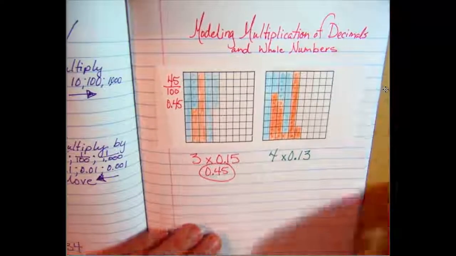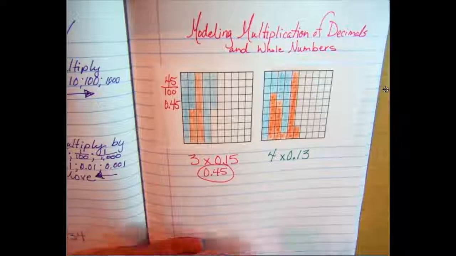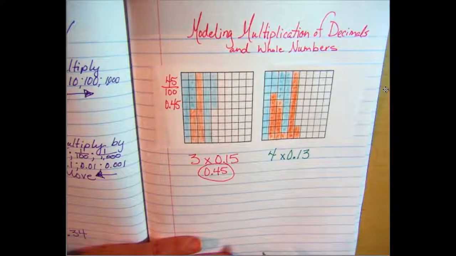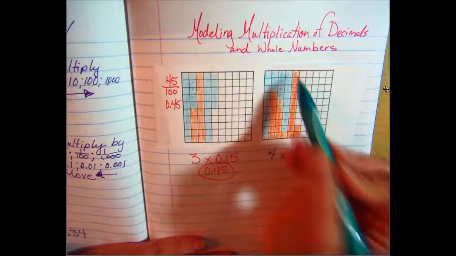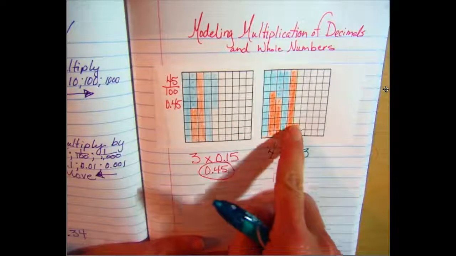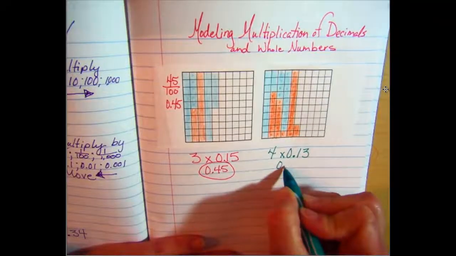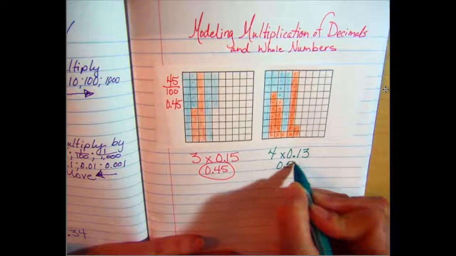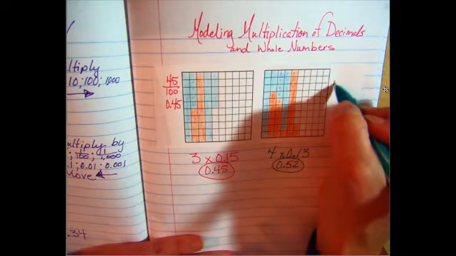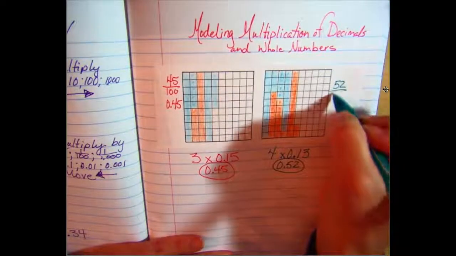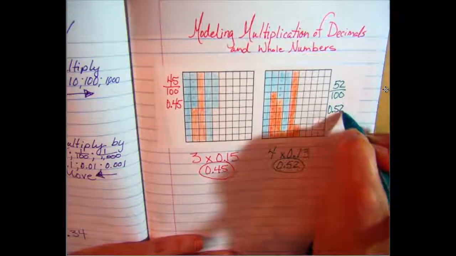So after I've done this, I've colored in 4 groups of 13 hundredths. How many hundredths is that all together? 1, 2, 3, 4, 5 columns. So that's 50. That's right. But then I have these extra 2 right here. So my answer on this problem, my solution, is 52 hundredths. I can write it this way, or I can write it this way. All the same thing. Are you seeing it?